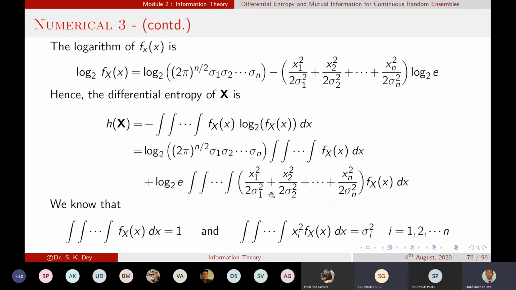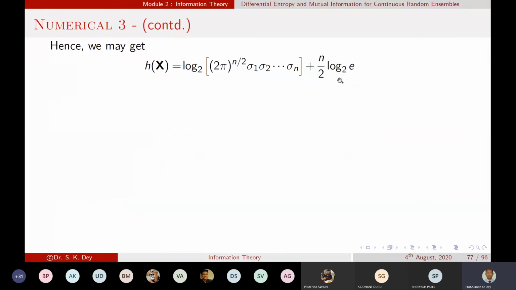The reason is that since this integration is over there, when we are multiplying, what will happen? This sigma square, there will be a sigma 1 square that will come, and this sigma 1 square and this sigma 1 square will be cancelled. So basically, what will we get? Log 2 base e, 1 by 2 plus 1 by 2 plus up to n terms. If we add n terms of 1 by 2, it will be n by 2. That's why n by 2 is written. So this first term we can write in this way.